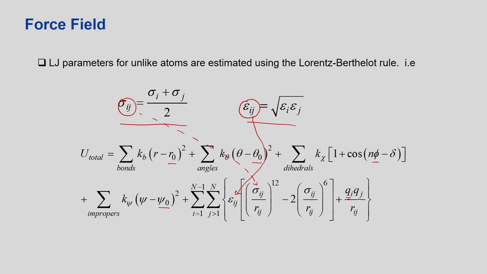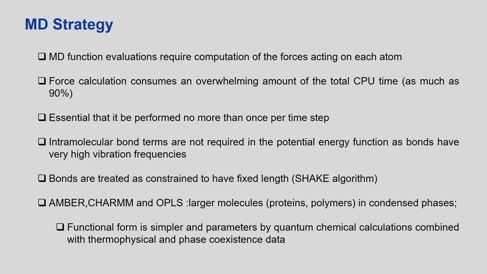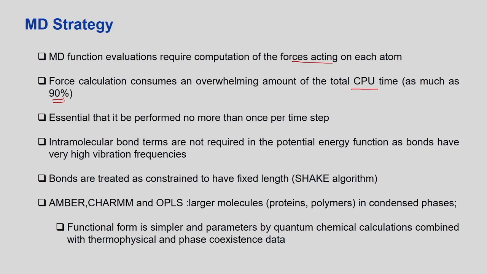Qi and Qj represent the Coulombic charges on atoms i and j, and Rij represents the interatomic distance. So, the strategy: how do we do that? MD function evaluations require computation of the forces. Force calculation takes a huge amount of CPU time, as much as 90% of your calculation, because there is a derivative term. You have to do the derivative at every instant of time. We have talked about 1 lakh time steps, so at every time step you have to apply this force calculation, consuming 90% of the CPU time. But we know it has to be performed once per time step; you cannot escape from it.